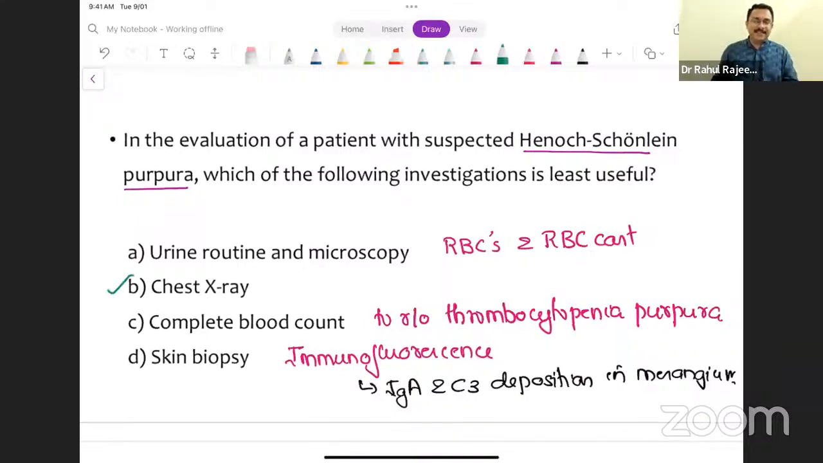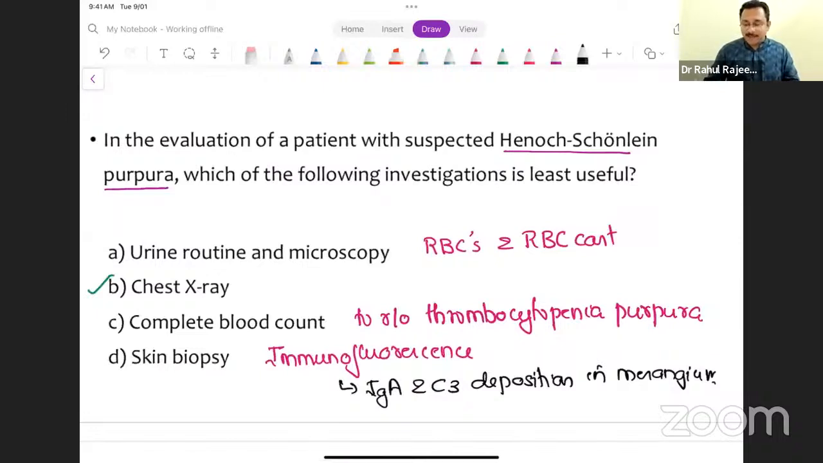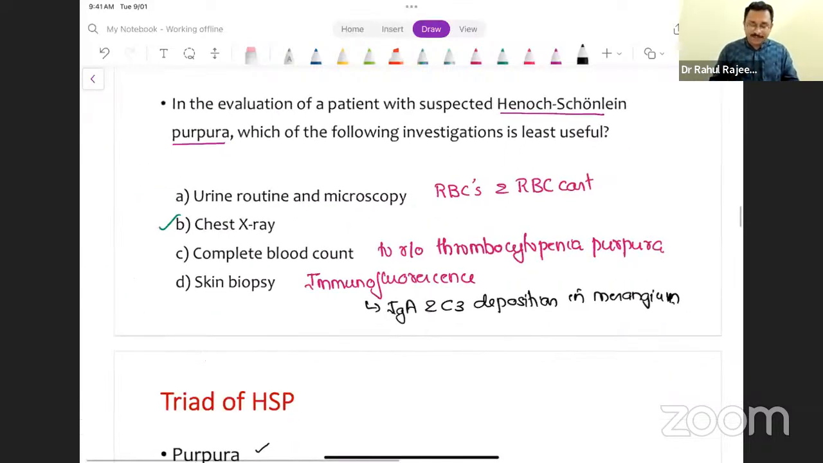It is chest X-ray. Among the options, the least useful is the chest X-ray. Should you do a chest X-ray? You should do. But the question is, among the following, which is the least useful? It is chest X-ray. Okay, that is clear. Let me go to the next question.